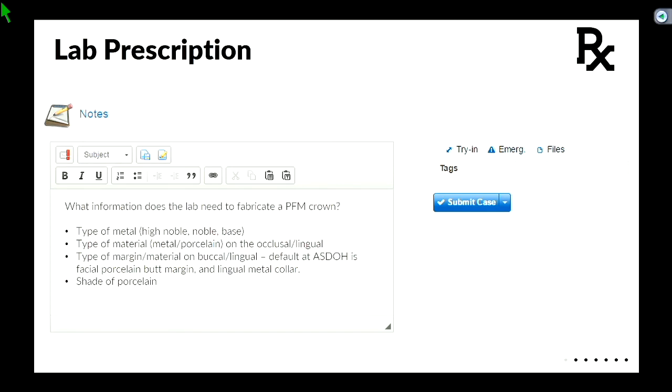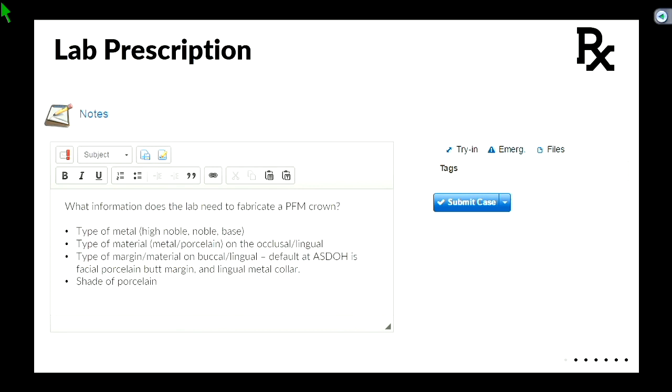The other thing too is the margin design. Well, you can again have a 360 metal where everything is, you know, buccal and lingual interproximal. You can have just a facial in porcelain, and then you can also have a porcelain butt margin or disappearing. So the default at ISO, we'll use a facial porcelain butt margin and a metal lingual collar. That's why we have your prep 1.2 on the facial, 0.5 on the lingual. If you want something different, obviously you're going to prep differently, and then you're going to specify that in your lab prescription.